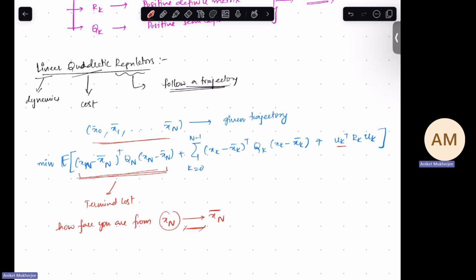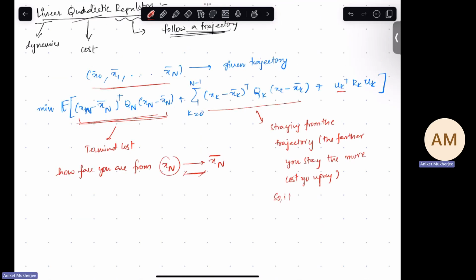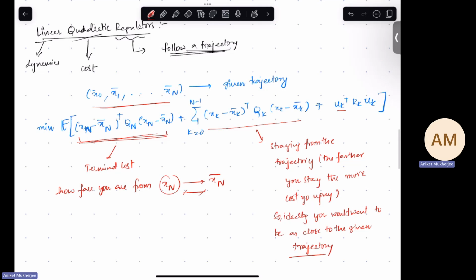Okay. Similarly, here also, the cost is incurred because you are straying away from the trajectory, and the farther you stray, the more cost you pay. So ideally, you would want to be as close to the given trajectory as possible, right? But as you see, there are Qn and Qk.